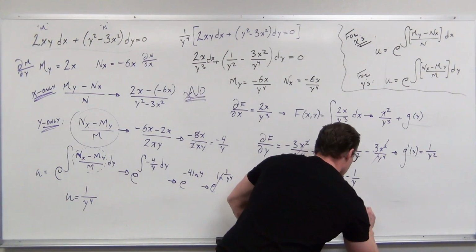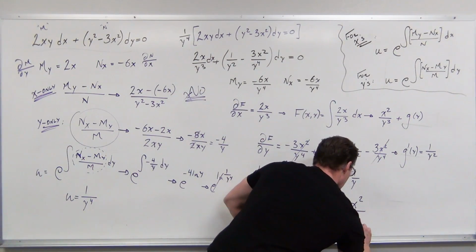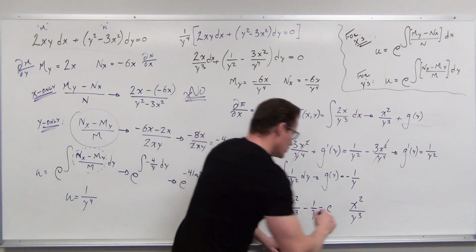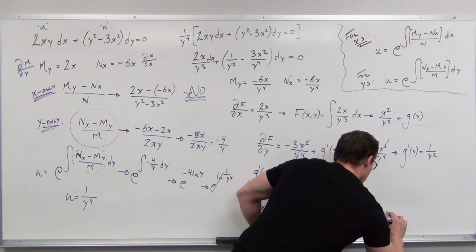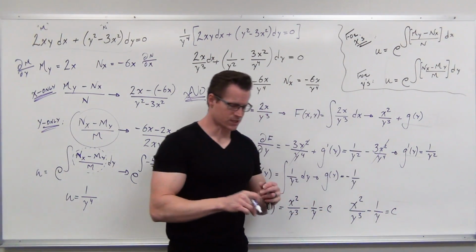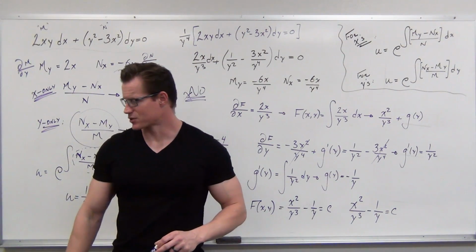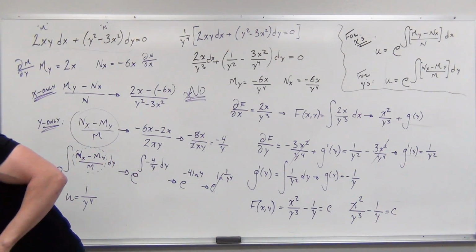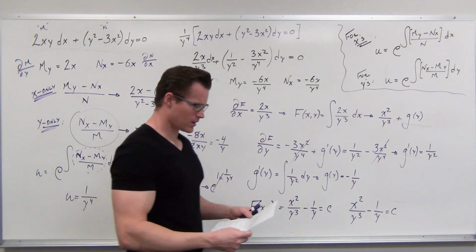So we'd have this: x squared over y cubed minus 1 over y equals c. And if you had an initial value, that's where you plug it in. And I think that's about all I really need to show you.